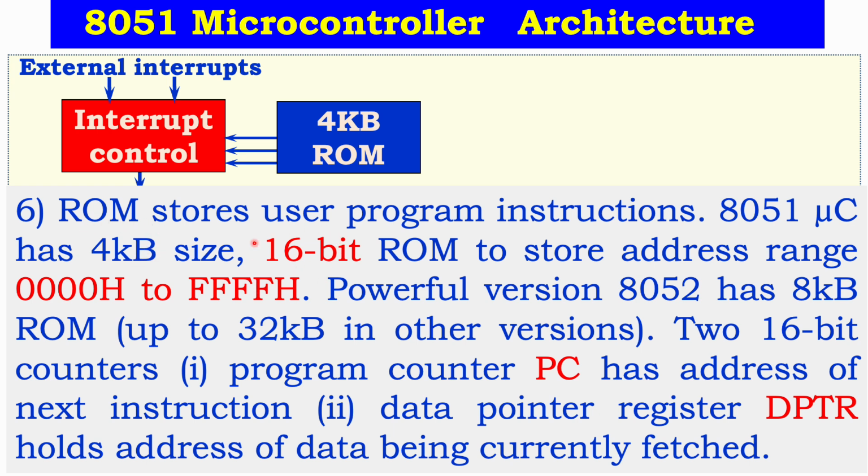It will store the instructions in 16-bit form. For 16-bit form, what is the address range of the instructions? 000H to FFFH. So the 8051 has a 4 KB size, and after the 8051, one more powerful microcontroller, a small computer, was designed in the 8052 series. It has double the size. It was 4 KB, now it is 8 KB. Then more microcontrollers came to the market, up to 32 KB in different versions of microcontrollers.